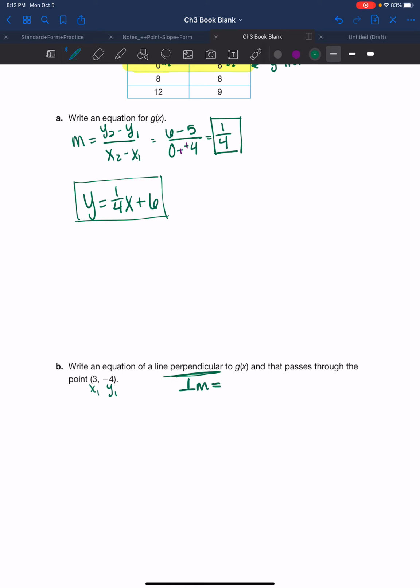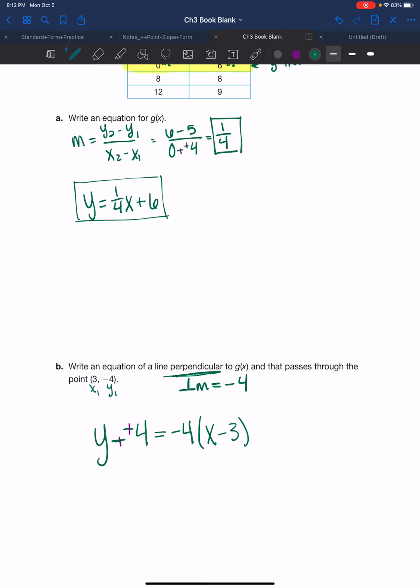So I change the sign, then it becomes negative. And then I flip it. 1/4 flipped upside down would just be 4. So my perpendicular slope for this one is -4. Let's plug in point slope form. Y minus y1 is -4. Let's go ahead, plus there. Y equals, just equals, -4 parentheses x minus 3.